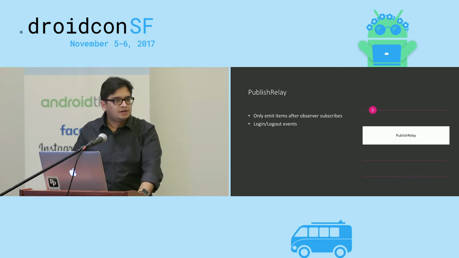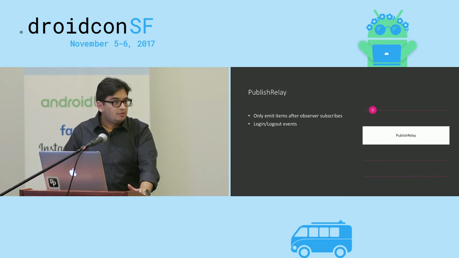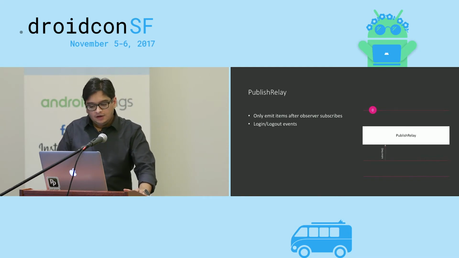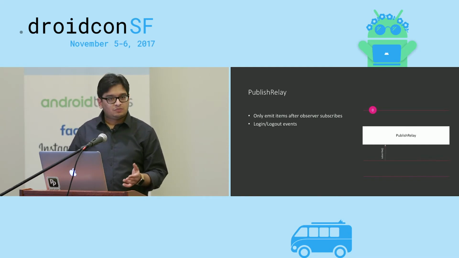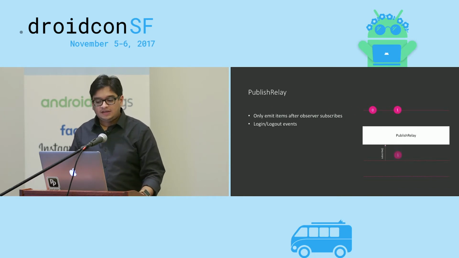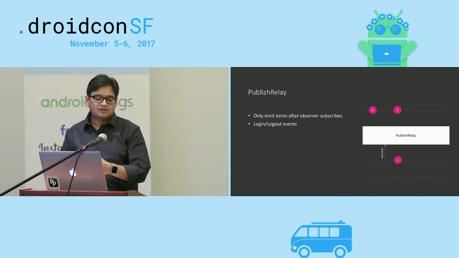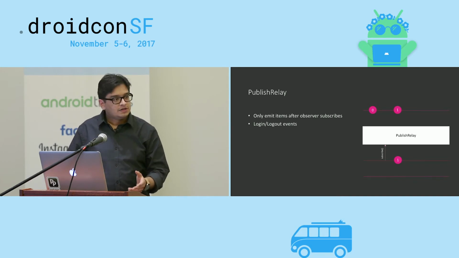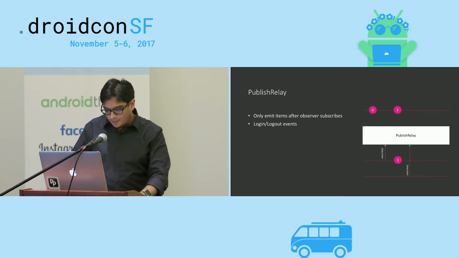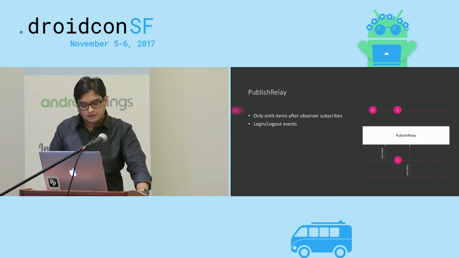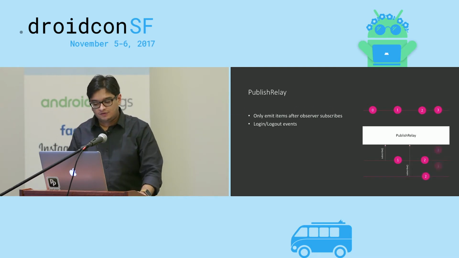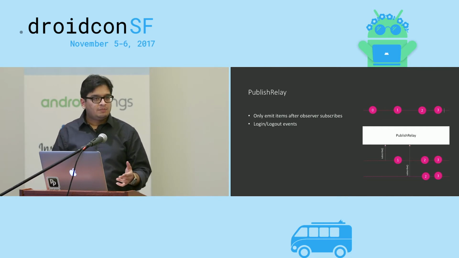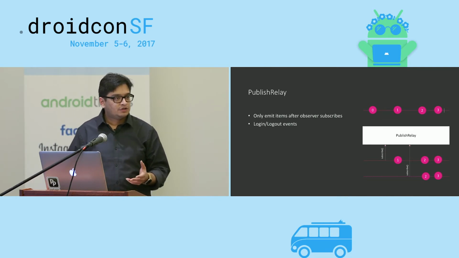Say your source emitted an item 0, but nobody is subscribing to the PublishRelay yet, so it's not going to emit anything just yet. Whenever our first observer subscribes to it, it gets the first item. See this, it never got 0 because it was emitted by the source even before this observer subscribed to it. When observer 2 subscribes to this, it gets the future events, and it continues. So that's PublishRelay for you. It doesn't remember items that were emitted before the subscription.